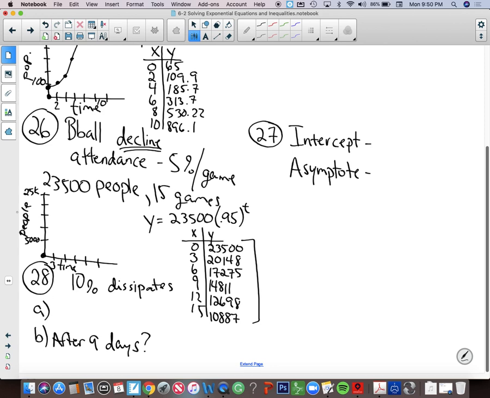So at 0 hours, we are around 23,500, which is kind of up here. And then at 3 hours, we're at 20,000. Okay, right there. 6 hours, we're at 17. So 17 would be in there-ish. And then 9 hours, we're at 14,811. So that's here. And then 12 hours, we're at 12,698. So that's here. And then 15 hours, we're around 10,000. Okay, so it kind of looks like a line. It's a little curvy. Okay, I just kind of connect the dots and continue the trend going down.